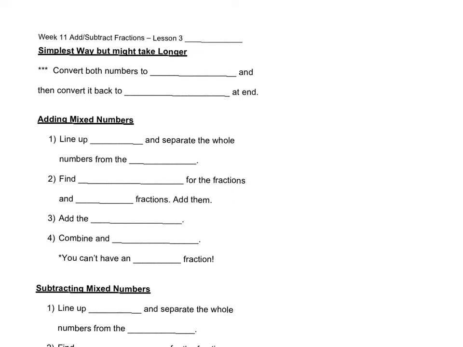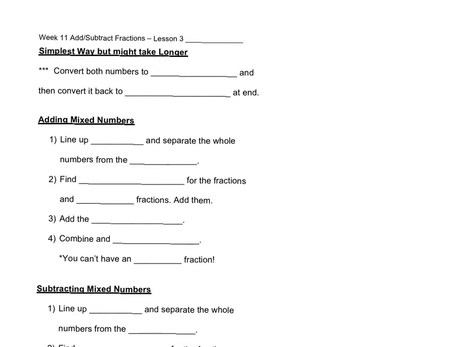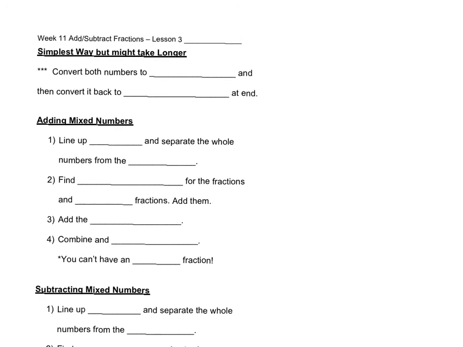All right, today we are going to add and subtract mixed numbers with unlike denominators. The simplest way to do this, though it might take longer, is to convert both numbers to improper fractions and then convert back to mixed numbers at the end. Most of the time this will take a lot longer. You can do it. It just takes longer.